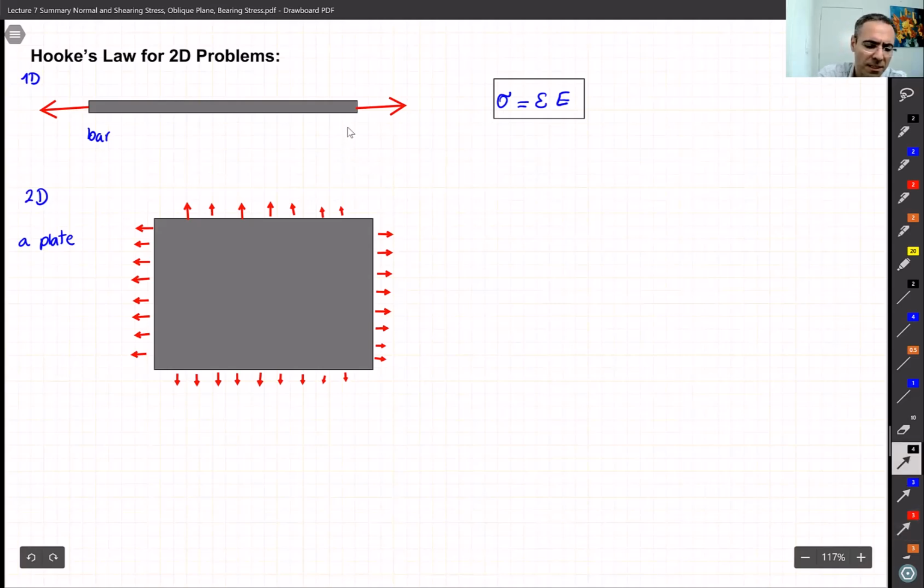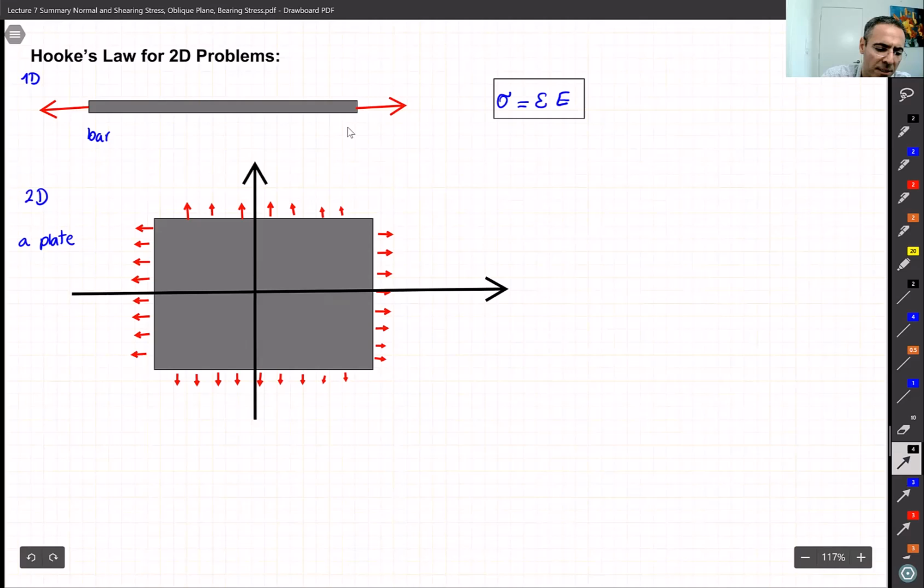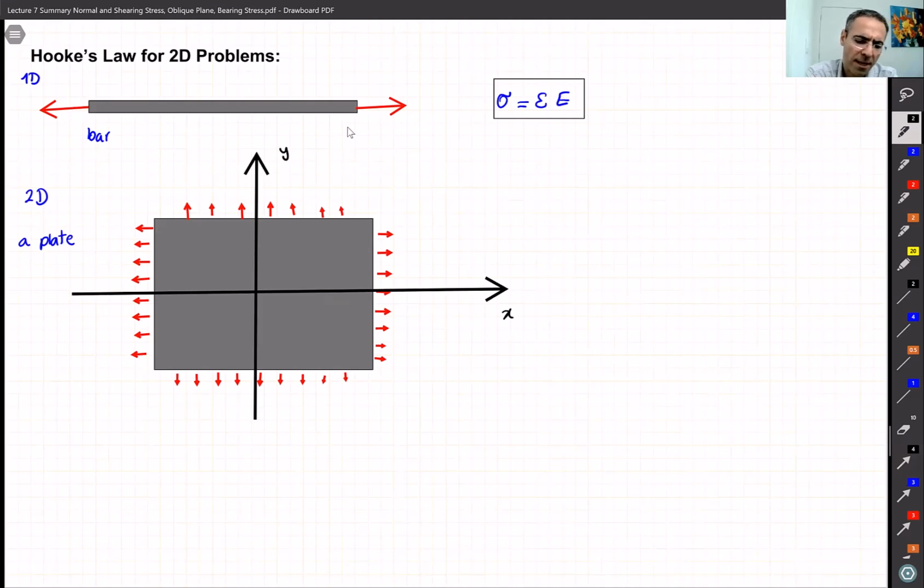So in this scenario, let's call this direction X and the vertical direction Y. So this is X and this is Y. Let's think about it for a moment. If you apply load in the X direction, we know that something is going to happen in the Y direction, right? And this was because of something that we just learned. It was because of Poisson, right? If you apply load in the X direction, something is going to happen in the Y direction.